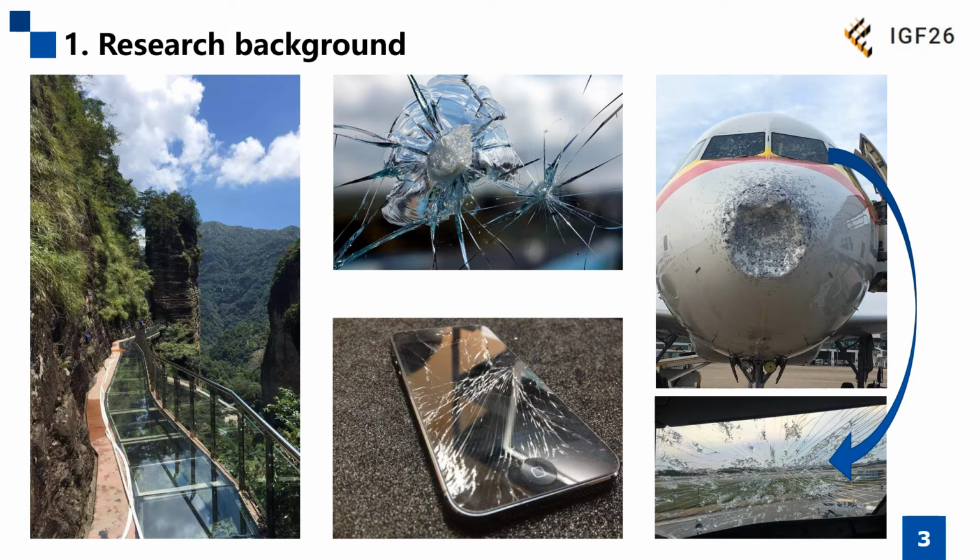Aluminosilicate glass is one kind of inorganic glass widely used in the field of architecture, electronic devices, airplanes, and also defense structures. It may face different and complex loading conditions during service. Fracture failure is a typical failure type for glass structures.